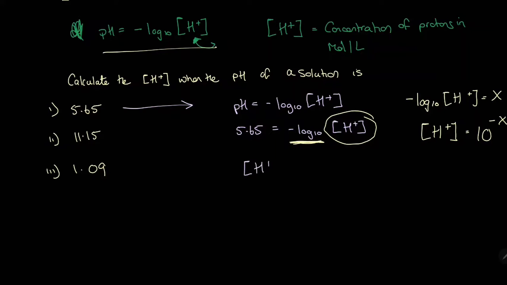Okay, so that's going to look like this. The concentration of the hydrogen ion is equal to 10 to the power of minus, and our x value here is 5.65. So if you put 10 to the power of minus 5.65 into your calculator, you're going to get the concentration of the hydrogen ion here to be 2.24 by 10 to the minus 6 moles per litre.